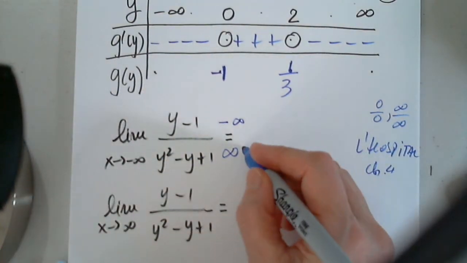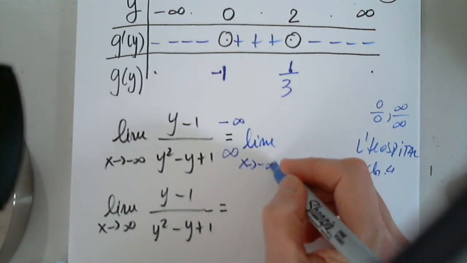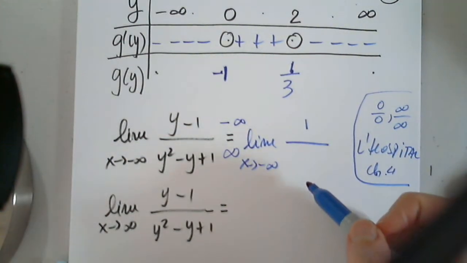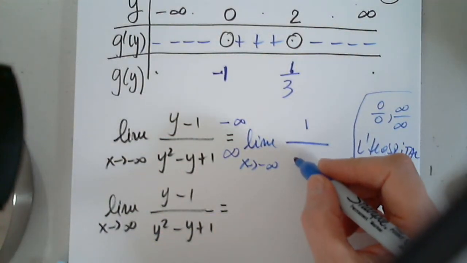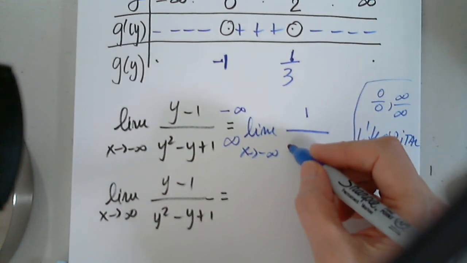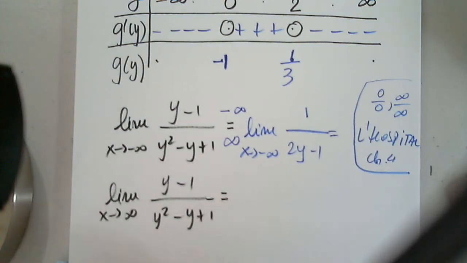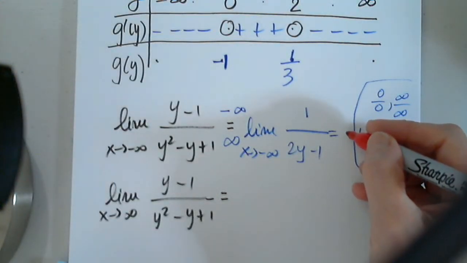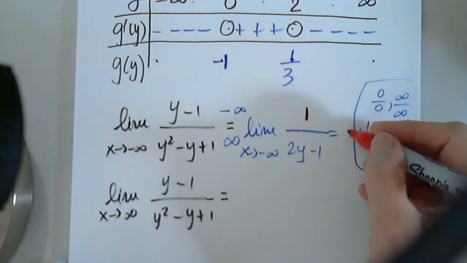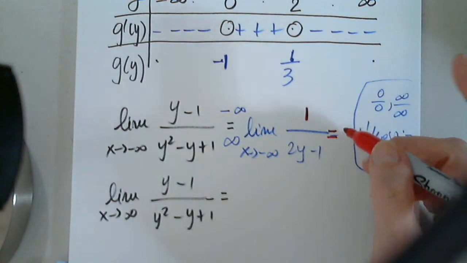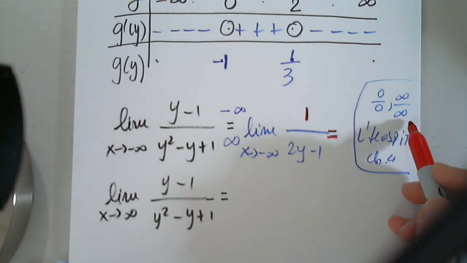Good. So can anyone give us the derivative of the numerator? 1. Can anyone give us the derivative of the denominator? 2y minus 1. Good. Can anyone plug in infinity again and give us the answer? No. So in L'Hopital's rule we take the derivative of the numerator and the denominator. Do we have 0 over 0 or infinity over infinity?